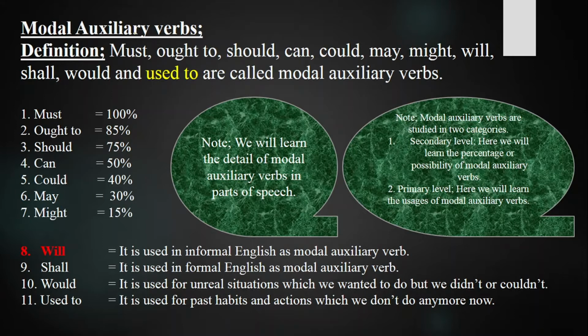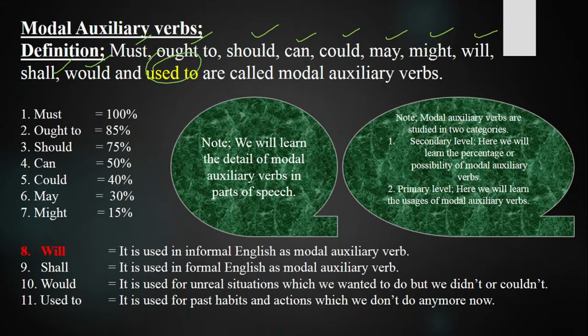What are modal auxiliary verbs? Must, ought to, should, can, could, may, might, will, shall, would, and used to are called the modal auxiliary verbs. This should be in your mind. These all are called the modal auxiliary verbs.